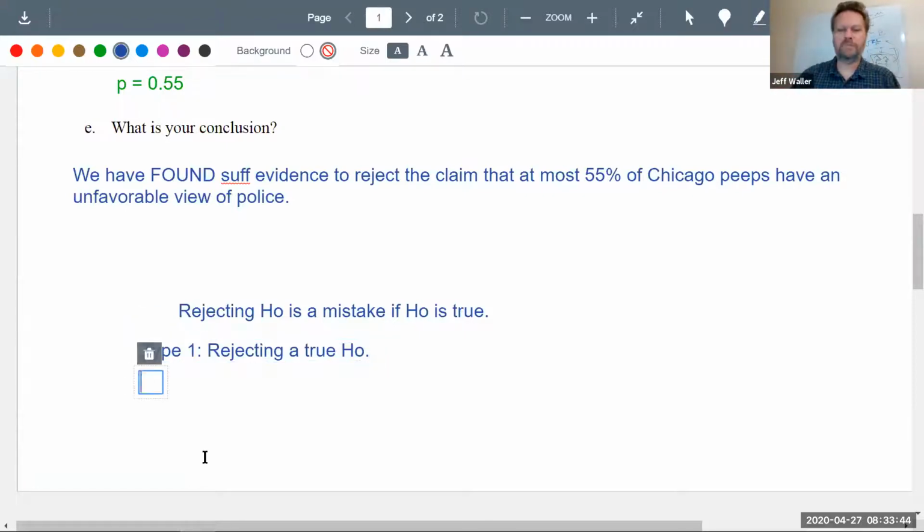So type 1 is rejecting a true null. So then what should type 2 be? The only other thing I could do is fail to reject the null. And when would that be wrong? If the null actually is false. And by the way, Isaiah, be careful. You never say you support the null. We never support the null. We reject it or we fail to reject it, right?